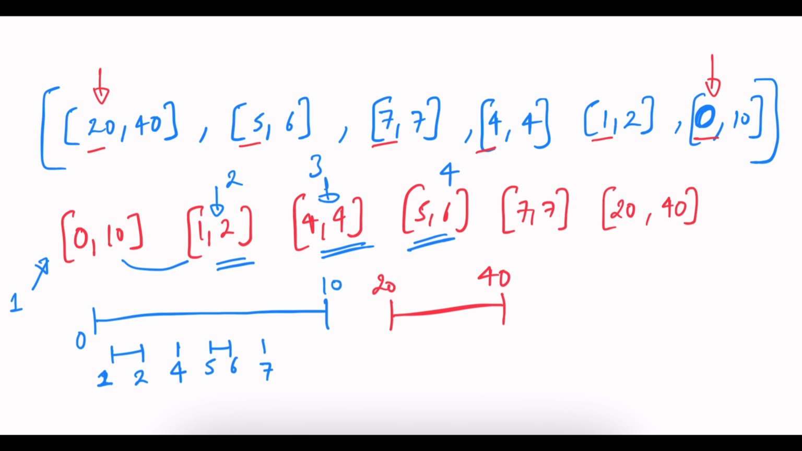And if we reach the end of the array and we don't find any overlap, then we can simply return true. And in case any adjacent meeting times are overlapping, then we can simply return false. And this way we can improve the time complexity from O of n square to O of n log n.